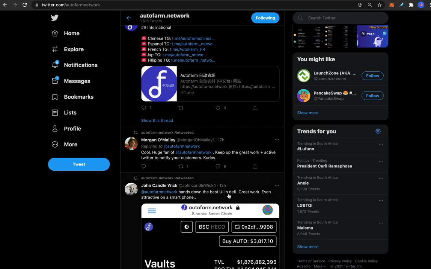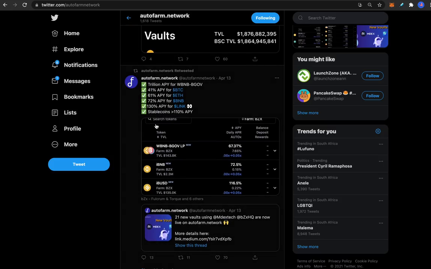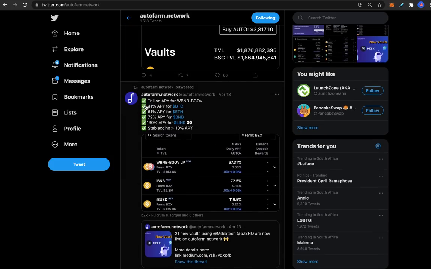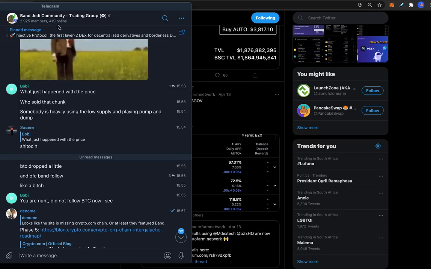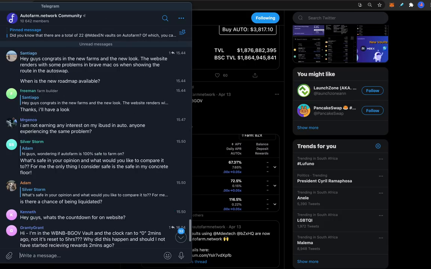Do they have a link to the roadmap or something like that? So I just want to briefly take a look at the Twitter. Next, not only Twitter, what you can also do is go to the actual Telegram group, and this is what I highly suggest that you guys actually do.